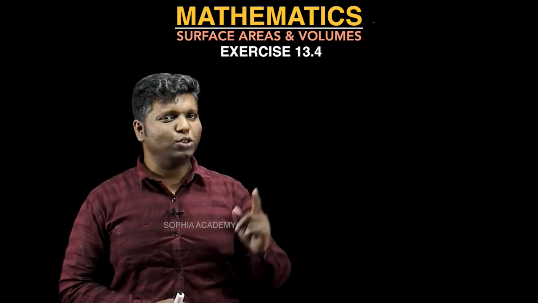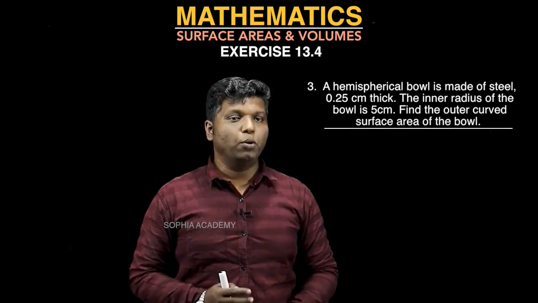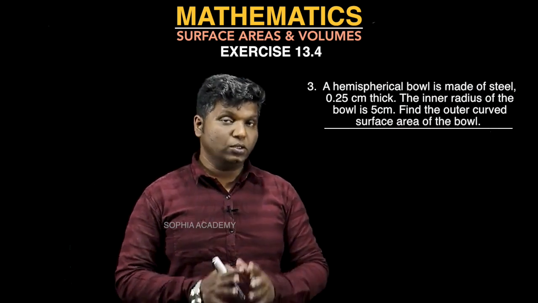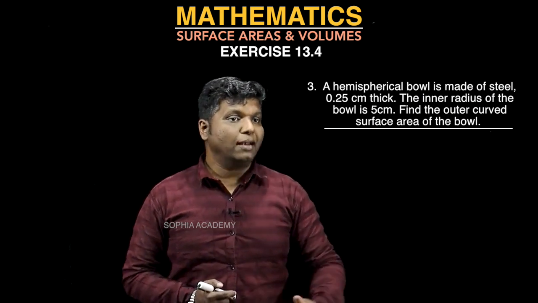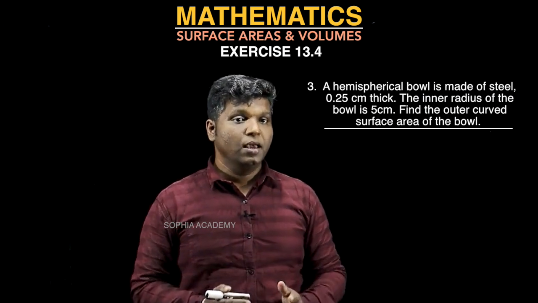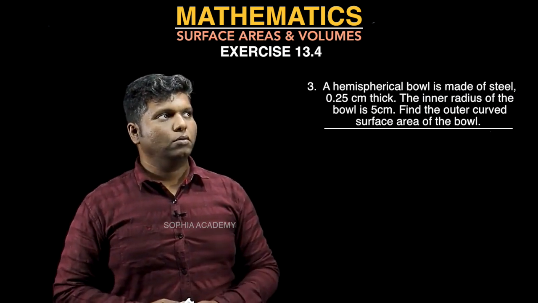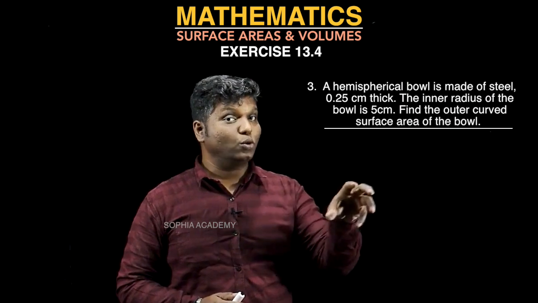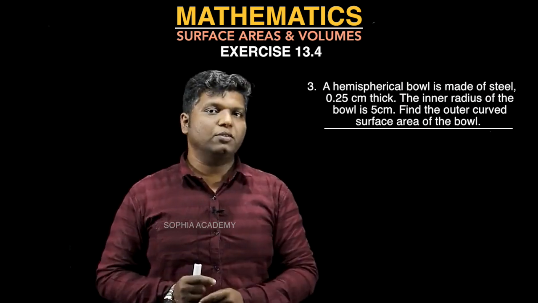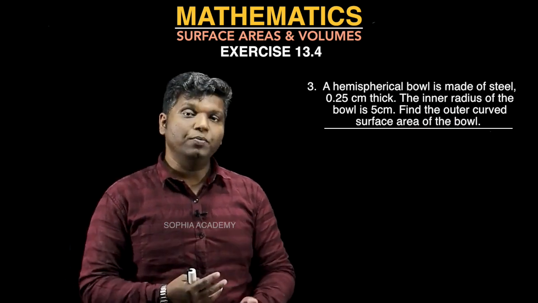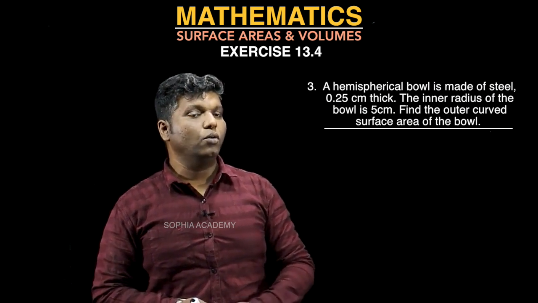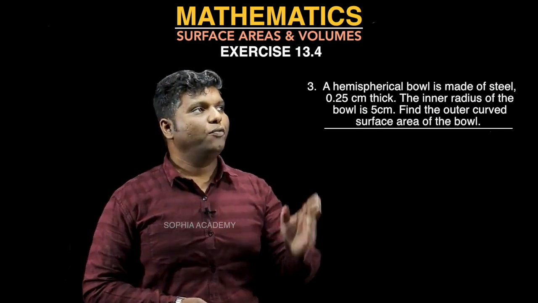Now let's get to the next question, question number 3. A hemispherical bowl is made up of steel 0.25 centimeter thick. So just imagine again a hemispherical bowl, and the thickness of the hemispherical bowl is given as 0.25 centimeter. That's the thickness. Then the inner radius of the bowl. See here very clearly the radius itself is given, because in the previous question the diameter was given, and from there we had to find the radius, right? But here luckily the radius is straightforwardly given, and the inner radius of the bowl is 5 centimeter.